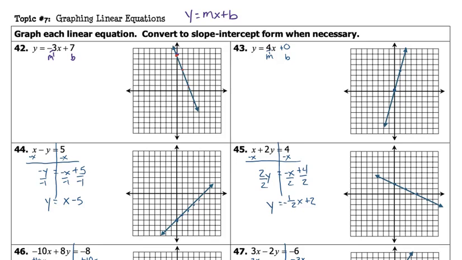In number 43, I had y equals 4x plus 0. Now you're like, plus 0, that wasn't there. Well, no, but in order to get started, I need a constant. So I added the plus 0. So I started here at the origin. My slope was 4, so 4 over 1, go up 4 over 1 a couple times, make sure you get a nice straight line.